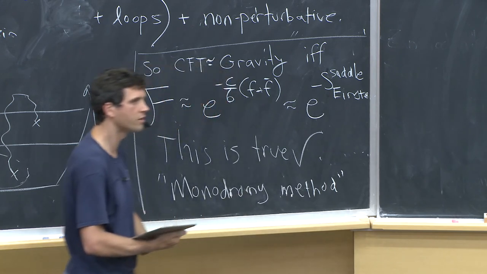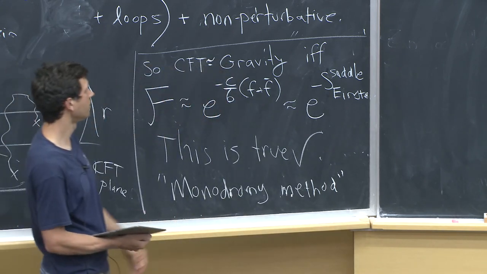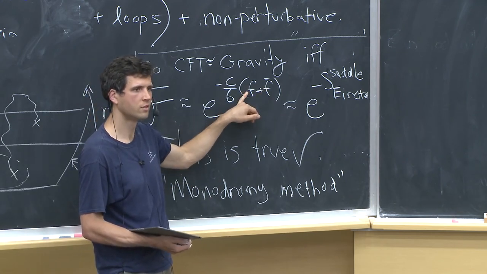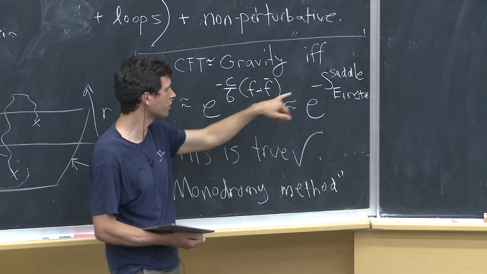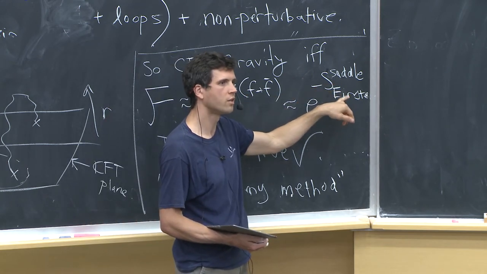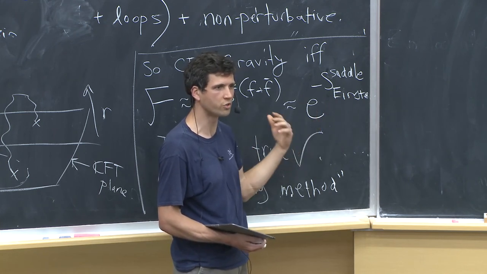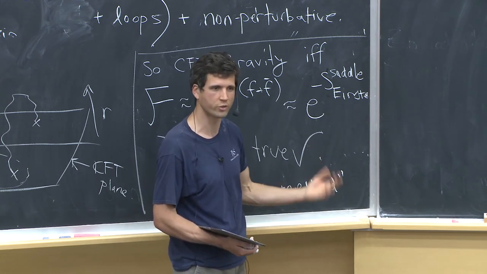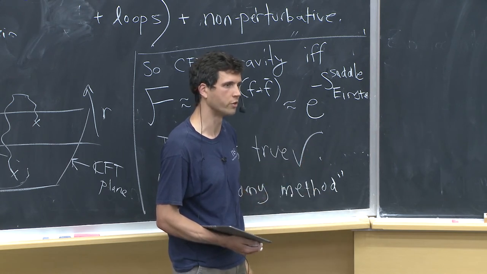The monodromy method is a differential equation that, in principle, tells you little f. And what you can do is show that the Einstein action evaluated on shell follows from the same differential equation. So you don't match the answers. What you do is match the differential equations that these things have to satisfy, and therefore show that they're equal.